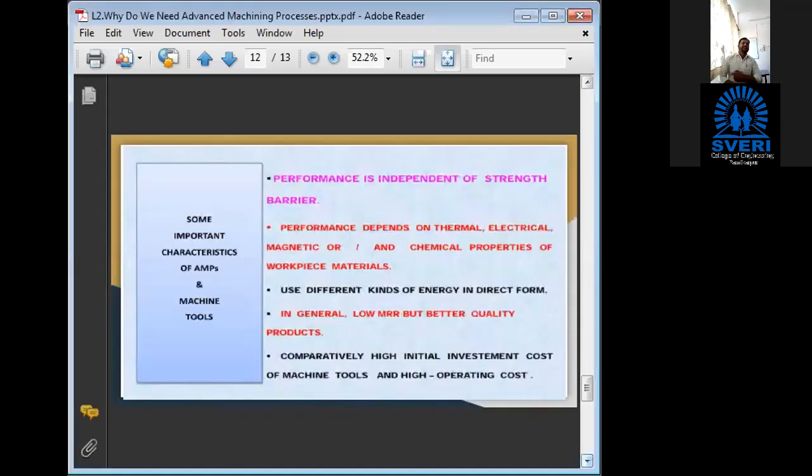Now, let us discuss some important characteristics of these advanced machining processes or non-conventional machining processes and machine tools also. Here I have shown some important characteristics of non-conventional machining processes.